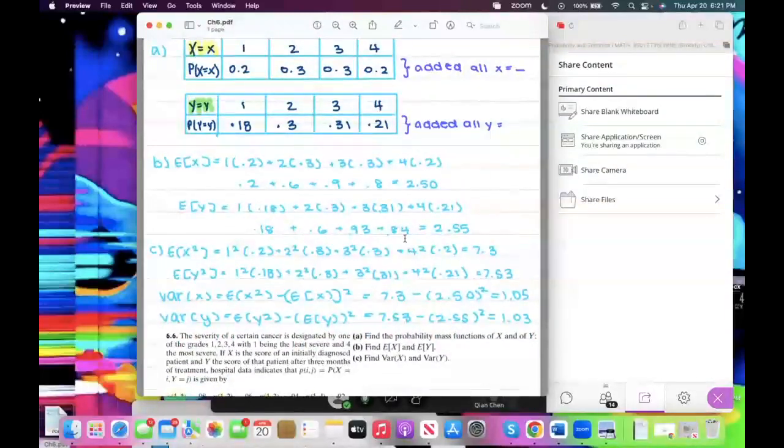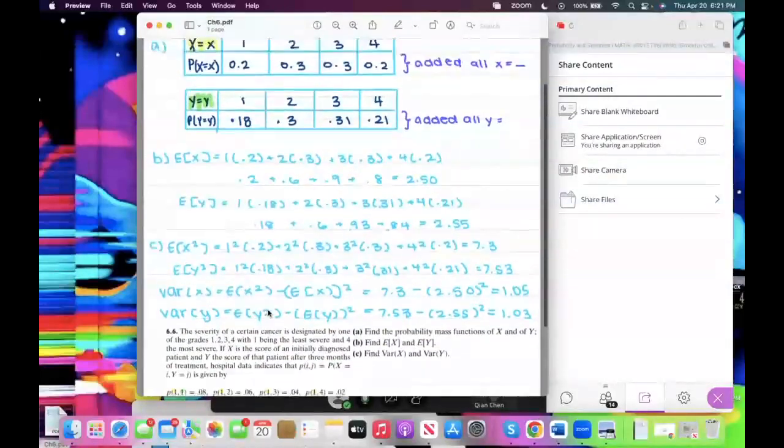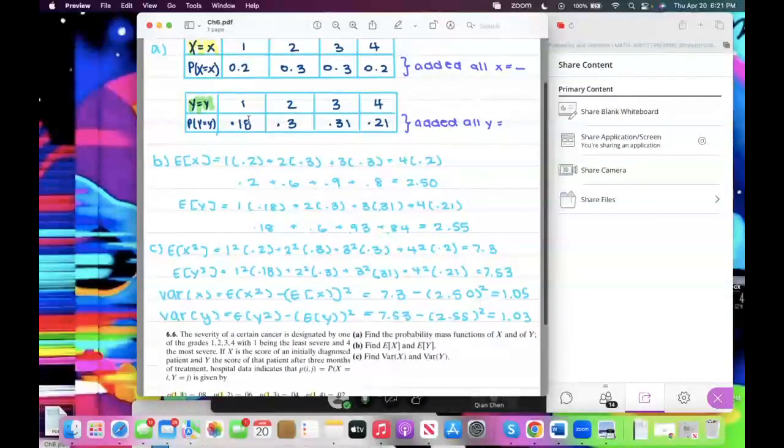So when X is 1, I went to everywhere where X was 1, in the yellow. And then I added them together, which got me 0.2, 0.3, 0.3, and 0.2. And then I did the same exact thing for the Y's, the green little dots, everywhere was 1, 2, 3, 4. I added those together, which got me 0.18, 0.3, 0.31, and 0.21. So that was part A.